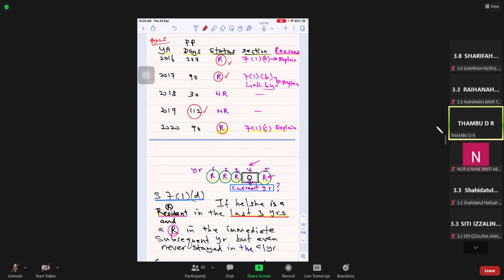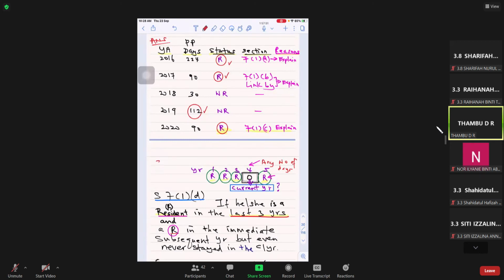Okay. Let's say here any number of days. Any number of days, whether 0 also can. Current year, you can stay any number, not 90, any number. No need to stay also can. Even if you didn't stay, you can be a resident, provided in the last 3 years. I didn't say 4. I didn't say 3 out of 4. 3 out of 3 in the last 3 years.